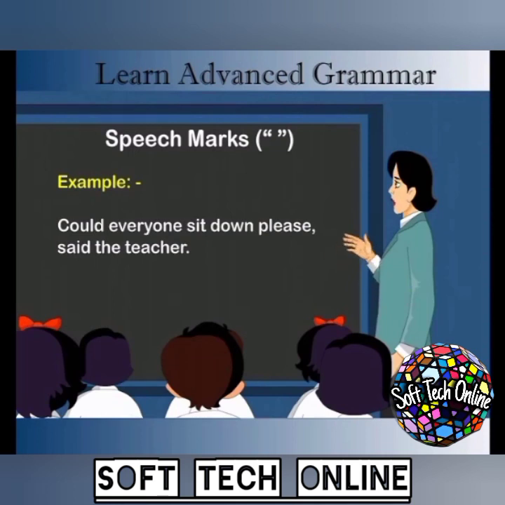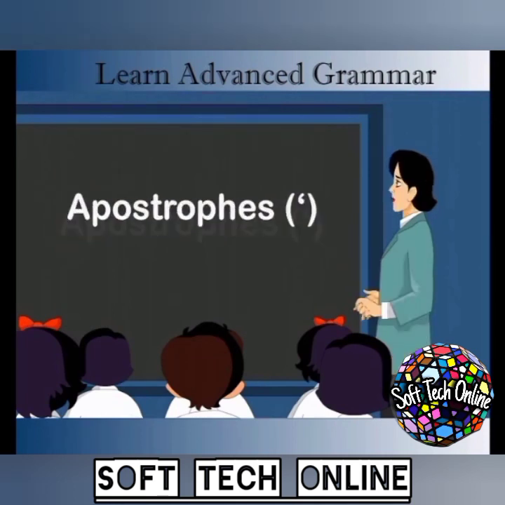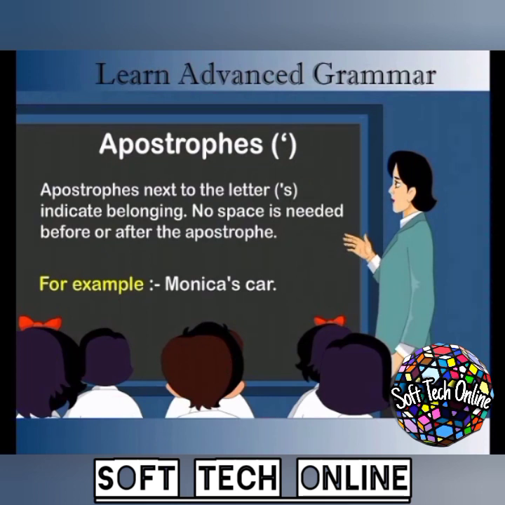Said the teacher. Apostrophes. Apostrophes next to the letter S indicate belonging. No space is needed before or after the apostrophe. For example, Monica's car.